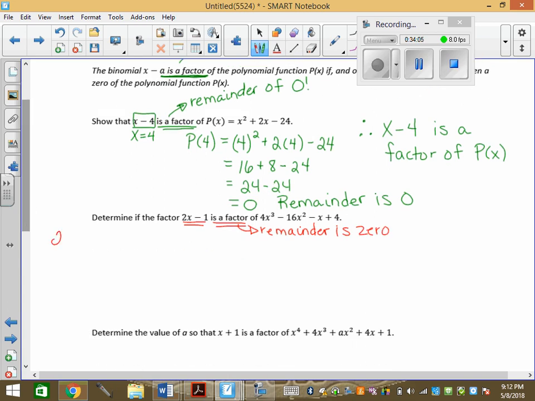So 2x minus 1 equals 0. We're not filling that in. We're filling in what x equals. So 2x equals 1 by adding the 1 over. Divide by 2. x equals a half.